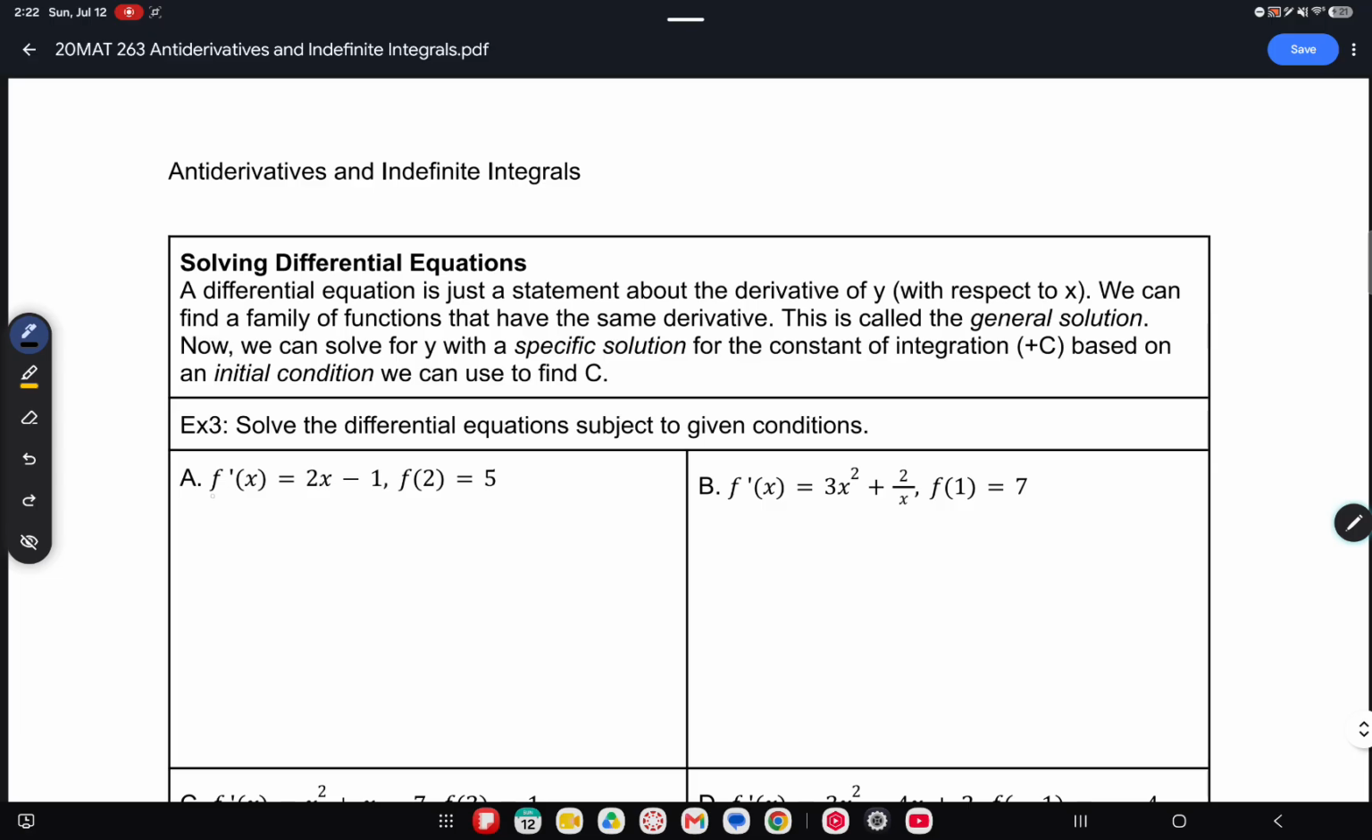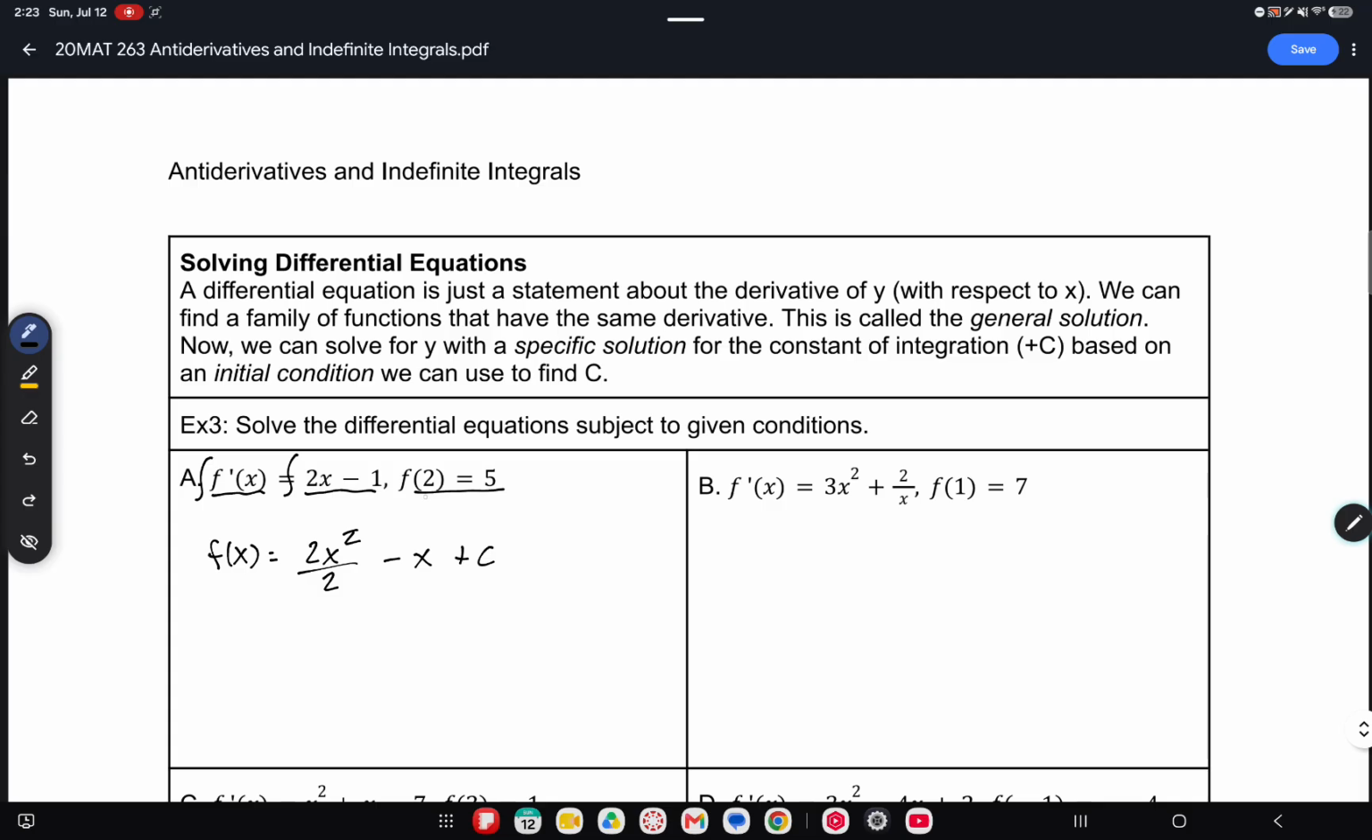So look at this. I have a derivative is 2x minus 1. And then in the original, I have f of 2 is 5. So let's solve it by doing an integral. You can integrate both sides. The integral of a derivative is just the original function. And then we can do the integral here. So 2x, add 1 to the power, divide by the new power. Add 1 to the power, divide by the new power. And normally we would say plus c, right?